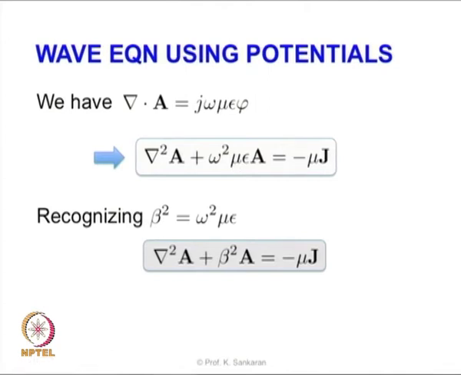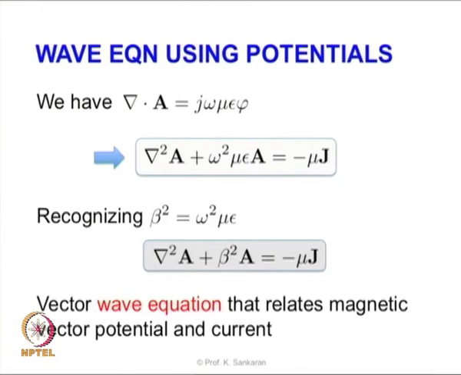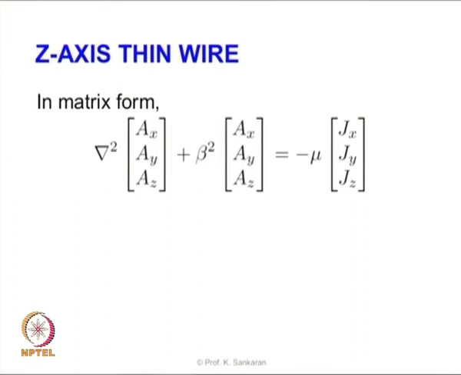Once you do that, what you get is the same equation written in terms of beta, and this is the vector wave equation that relates magnetic vector potential to the current. You have seen a similar equation related to the electric scalar potential, but this is the magnetic vector potential counterpart, and in matrix form, when A is a vector with Ax, Ay and Az as its components, similarly J is a vector using Jx, Jy and Jz as its components, we can write this in the matrix form.